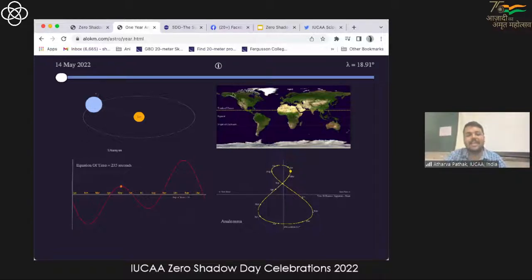सो ज्या क्षणी सूर्याची डेक्लिनेशन ही तुमच्या लॅटिट्यूड एवढी होईल त्या क्षणी, म्हणजे त्या लोकल नूनला त्या दिवसाच्या, तुम्हाला झिरो शॅडो डे अनुभवता येईल. सो तुम्ही जसा स्लायडर पुढे न्याल तसं तुम्ही बघू शकता की सूर्याची जी पोझिशन आहे ती त्याच्या म्हणजे ट्रॉपिक ऑफ कॅन्सर किंवा ट्रॉपिक ऑफ कॅप्रिकॉनच्या कम्पॅरिझनमध्ये कशी व्हेरी होती.